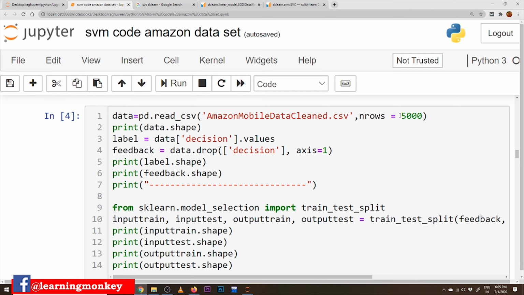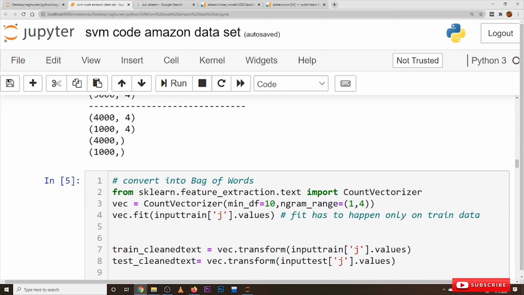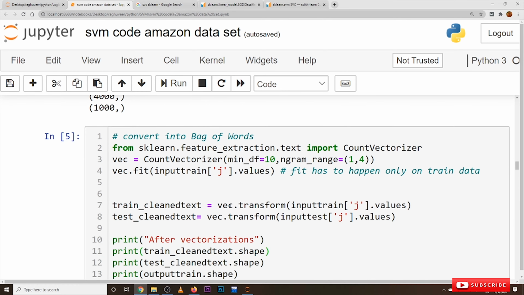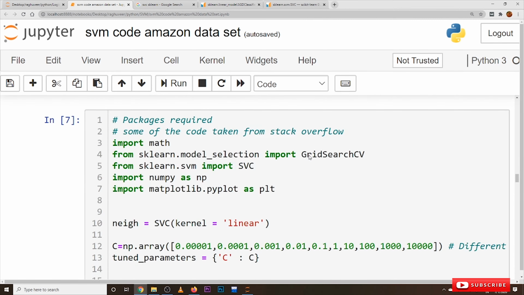From that we are taking only 5000 data points. Why 5000? Support vector machine takes a lot of time for execution. Depending on your system specifications, you can increase the number of data points. For understanding purposes and to make execution fast, we are taking only 5000 data points. We convert these into bag of words, and after that we apply support vector machine on our converted data.